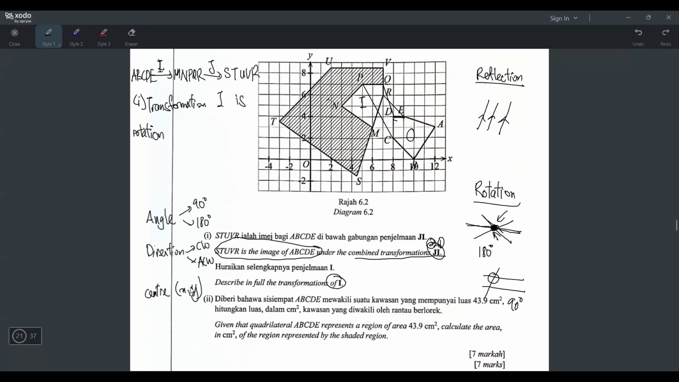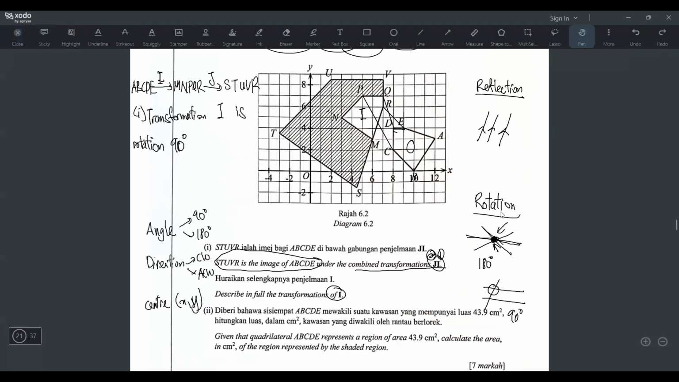Okay, we already know it's 90, right? But is it clockwise or anti-clockwise? I don't know. I need to find out the center first, because after I find out the center, then only I can draw a cross. Then only I can determine clockwise or anti-clockwise, right?